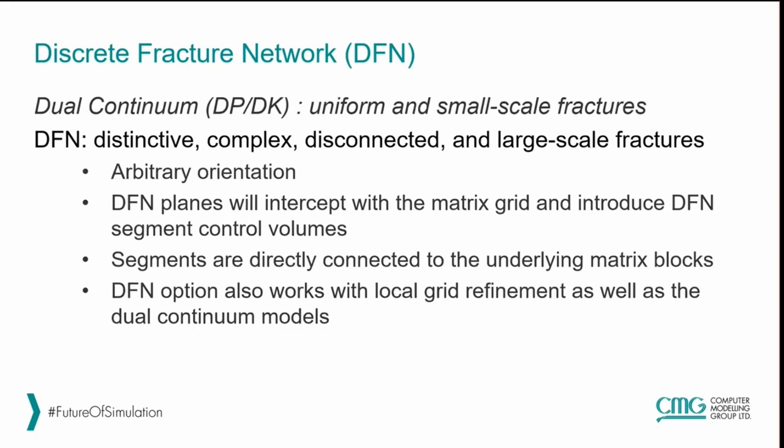In comparison with the dual continua approach, which I previously described, DFNs allow us to model distinctive, complex, disconnected, as well as large-scale fractures. Each of these fractures can have an arbitrary orientation, so we can really tilt them in whatever direction we want. And the fractures will intercept the matrix grid and introduce segment control volumes wherever the DFN intersects with that grid. These segments will be directly connected with the underlying matrix blocks. And DFNs can also work with local grid refinement as well as dual continuum models.